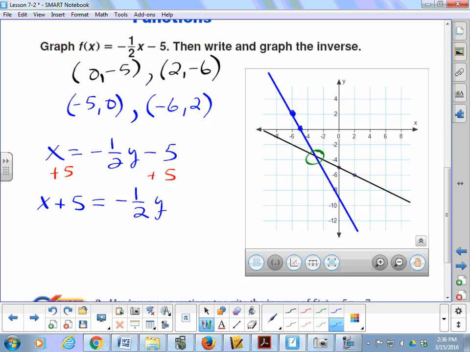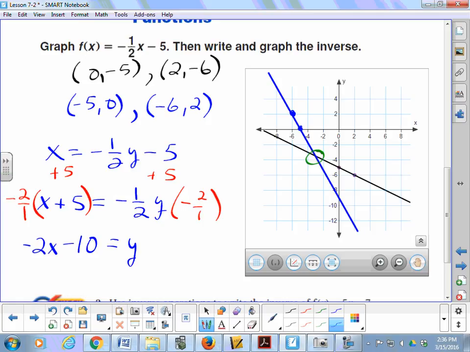So how do I get rid of that negative 1/2? What do we do? Divide by negative 1/2, okay? Except I don't like dividing by fractions. So what should we do if it's a fraction, though? Multiply by the reciprocal. So we're going to multiply both sides by negative 2 over 1. Right? Because negative 1/2 times negative 2 is positive 1. So we get y equals negative 2x minus 10.